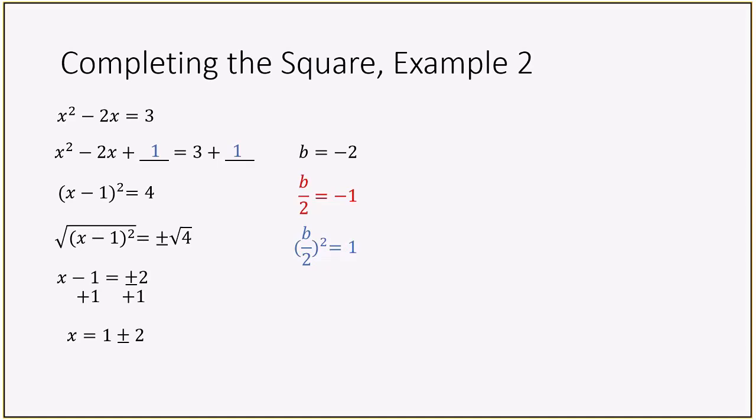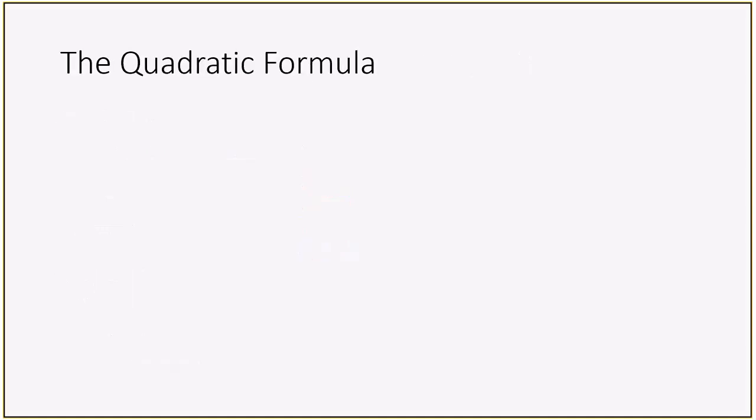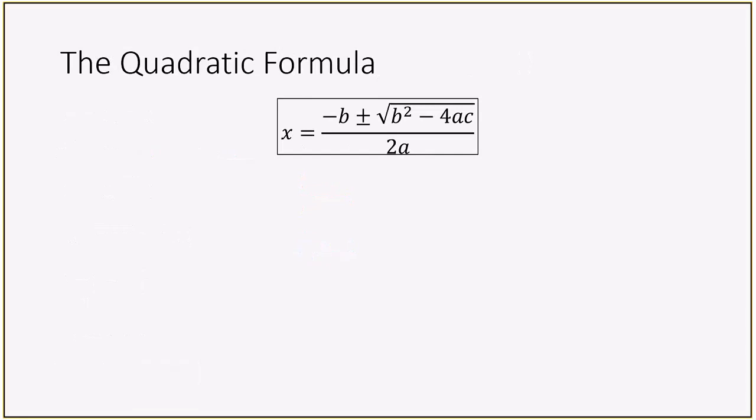So since we have nice whole numbers, we might as well just go ahead and figure out what those two answers are. 1 plus 2 is 3. 1 minus 2 is negative 1. So x equals 3, x equals negative 1. Now, if you wanted to go back and check your answers, actually a pretty easy problem to do this with. Good idea. There's a lot of places along the way that you can make a mistake. So plug it back in, very basic algebra, and you should get 3 is equal to 3 for both of those values.